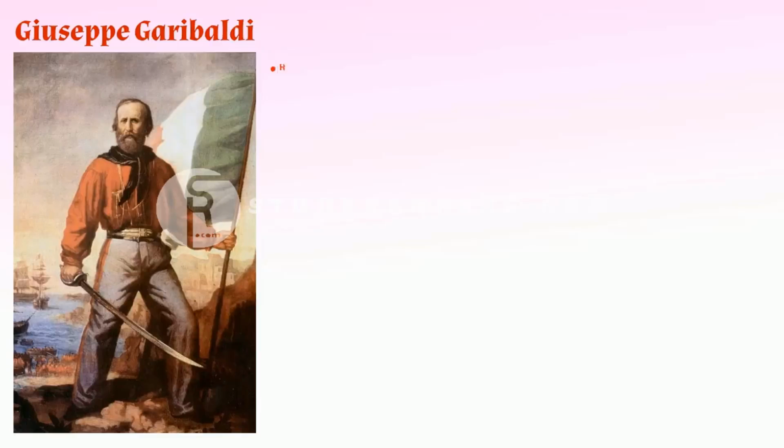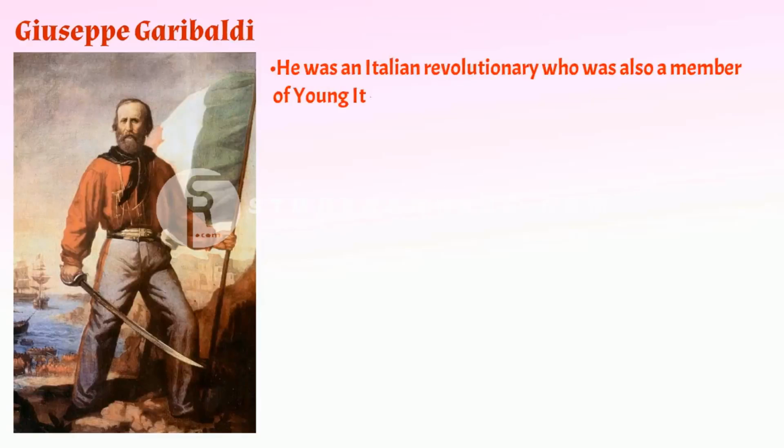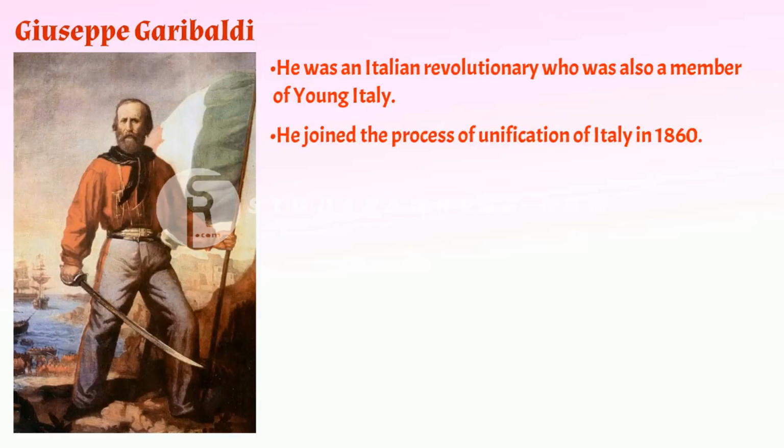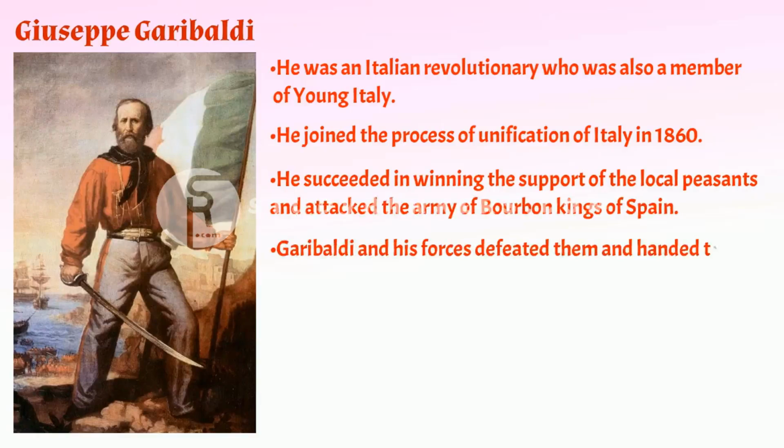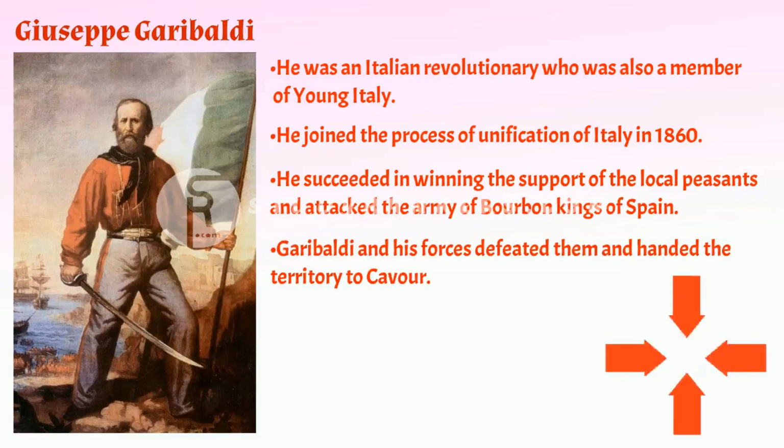Giuseppe Garibaldi was an Italian revolutionary who was also a member of Young Italy, which was founded by Mazzini. He joined the process of unification of Italy in 1860. He, together with his armed volunteers, marched into South Italy and the Kingdom of the Two Sicilies. They succeeded in winning the support of the local peasants and attacked the army of the Bourbon kings of Spain. Garibaldi and his forces defeated them and handed the territory to Cavour. In 1861, Victor Emmanuel II was proclaimed King of United Italy.